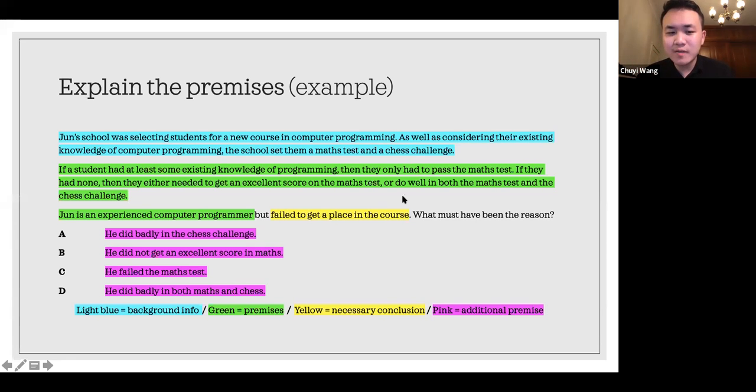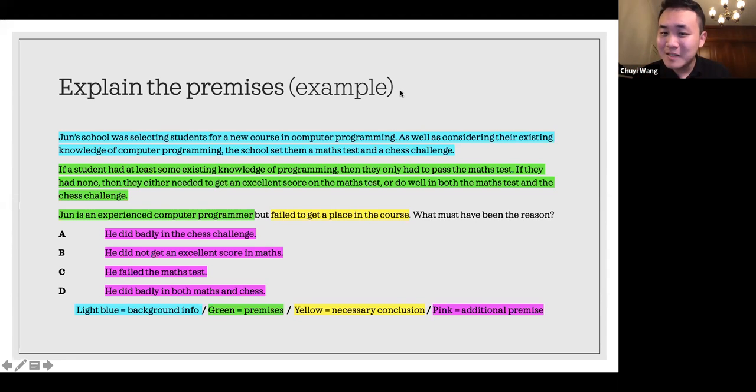B, and this is where lots of students chose the answer. He did not get an excellent score in maths. Well, that can't be the right answer, because let's think about it this way. What's an excellent score in maths to everyone here? Maybe an 85, a 90, a 95, 100, right? Now, if Jun gets 51, that's not an excellent score, right? Put up your hand if you think that's an excellent score in maths. No, don't put up your hand. That's not an excellent score. You don't want to score 51 in maths. Jun gets 51 out of 100.